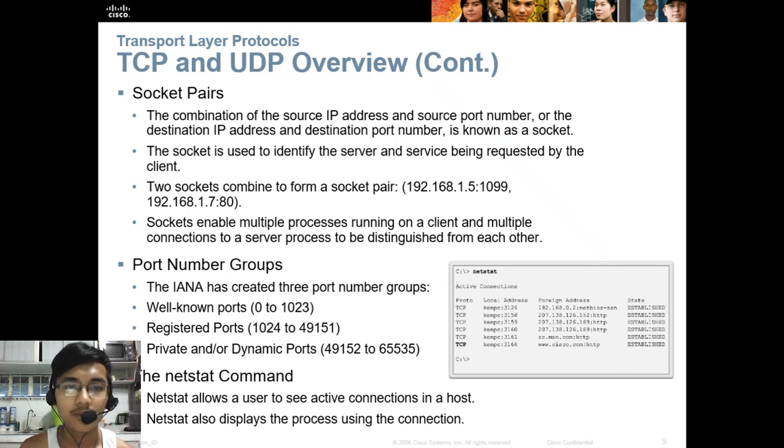Port number groups. The IANA has created three port number groups: well-known ports 0 to 1023, registered ports 1024 to 49,151, and private or dynamic ports 49,152 to 65,535. The netstat command. Netstat allows a user to see active connections in a host. Netstat also displays the process using the connection.